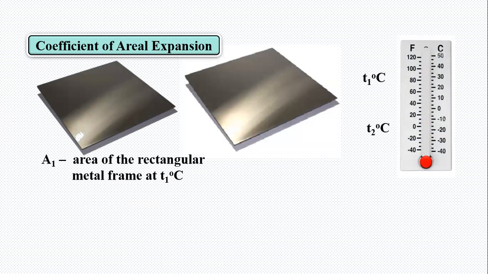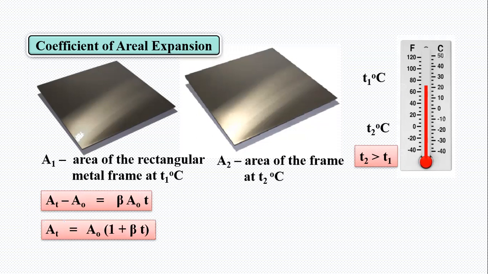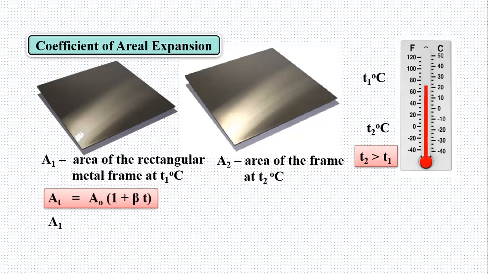And again, after heating, it is expanded. Okay, the temperature increases to T2 degrees Celsius, and the area of the frame is now A2. Okay, so as T2 is greater than T1, AT minus A0 is equal to beta into A0T, and AT is equal to A0, that is, this minus A0 comes to this side, and A0 is taken in common. So A2 is equal to A0 into the bracket 1 plus beta T. Now A1 is equal to A0 into the bracket 1 plus beta T1, and A2 is equal to A0 into the bracket 1 plus beta into T2.